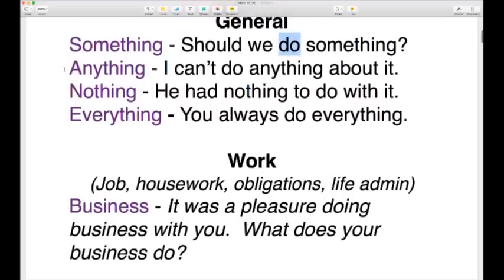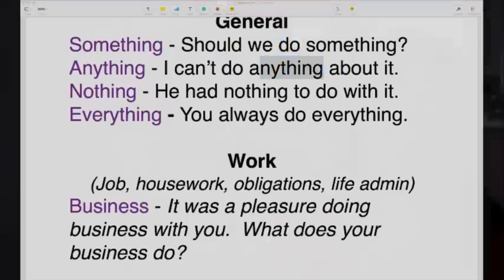Also, we could use it with anything. I can't do anything about it. So if the father comes home and the babies are crying because they're not feeling very well, and the father says to the mother, "Mother, can you keep those children quiet?" The mother said, "I can't do anything about it."